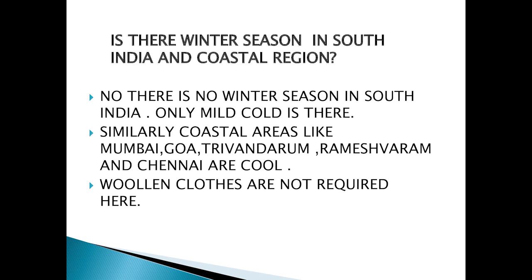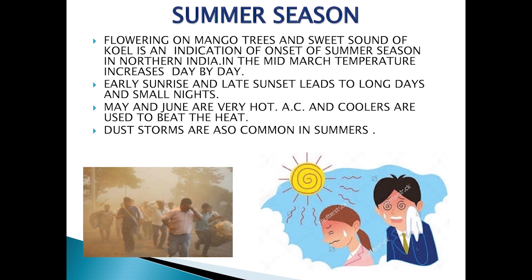Summer season. Flowering on mango trees and sweet sound of koel is an indication of onset of summer season in northern India. In mid-March, temperature increases day by day. Early sunrise and late sunset lead to long days and small nights. May and June are very hot. People use AC and coolers to keep themselves away from the scorching heat of the sun.